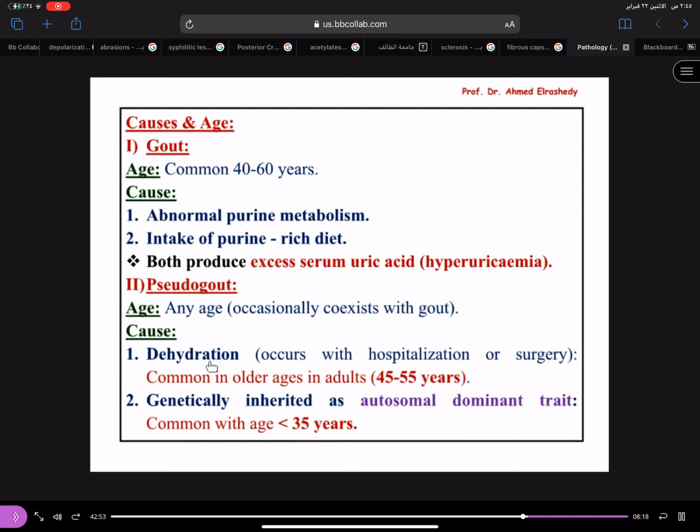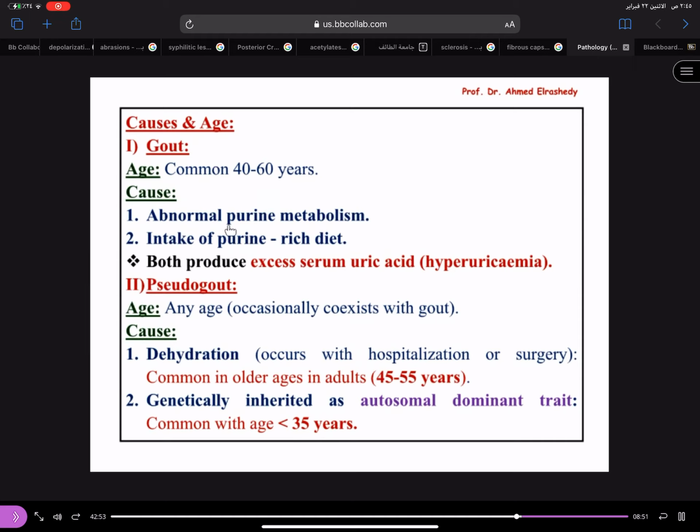And the causes of pseudo gout can be dehydration or it can be genetic. Okay, the dehydration usually in middle age, and genetically inherited people are less than 35 years. So anyway, our topic is mainly gout, but you should also know what pseudo gout is, the abnormal gout or false gout. That is due to calcium pyrophosphate crystals, and the causes are usually dehydration or genetics.